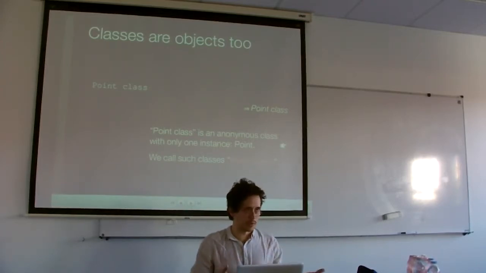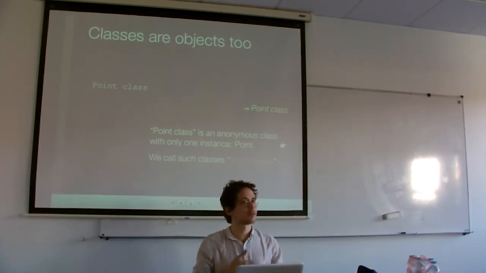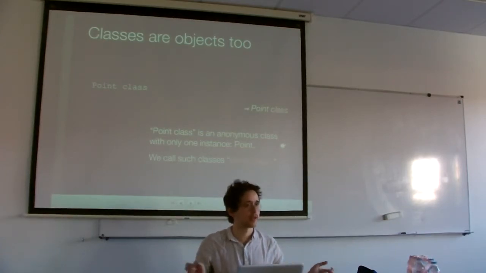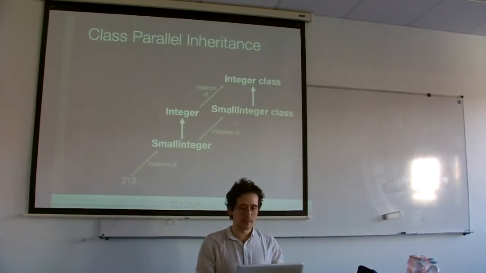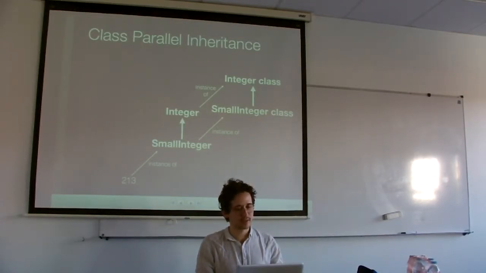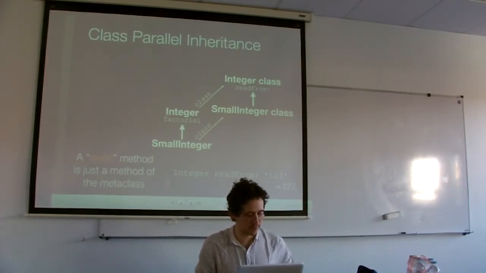So it has only one instance, the class Point, and that's the class where you put the methods that the class should respond to. So for example, if you send to the class side, you put the equivalent of Java static methods. Here we see that SmallInteger is an instance of the metaclass SmallInteger class, and Integer likewise, so you have a parallel hierarchy there. Just like I said, the static method is just a method of the metaclass.